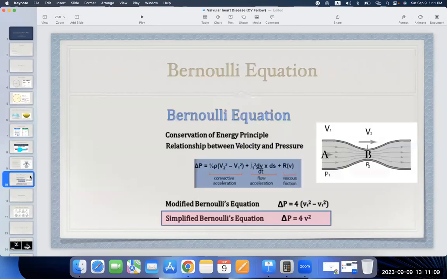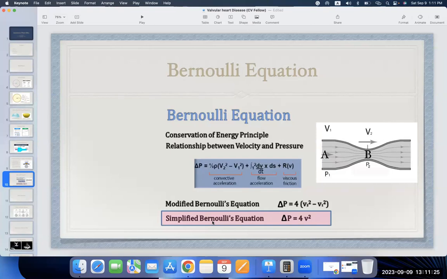The last equation that you need to know is the Bernoulli equation. There are two parts: there is the modified one, and there is the simplified one. Most of the time, we use the simplified one, where we square the velocity to calculate the pressure gradient.